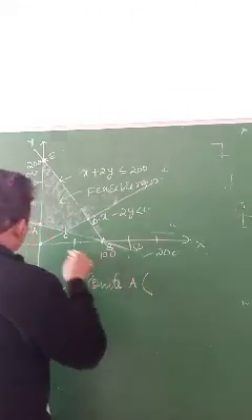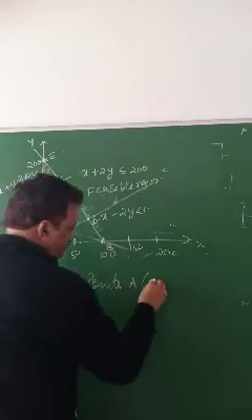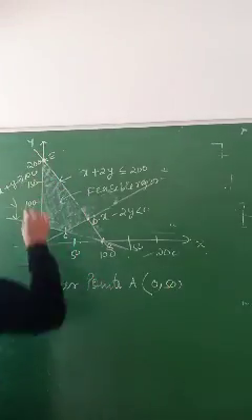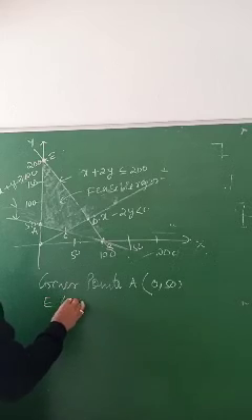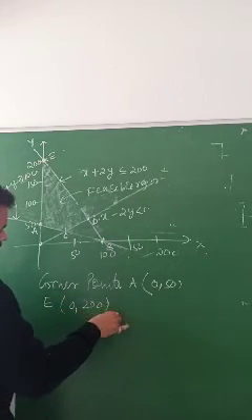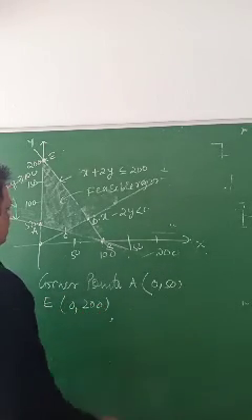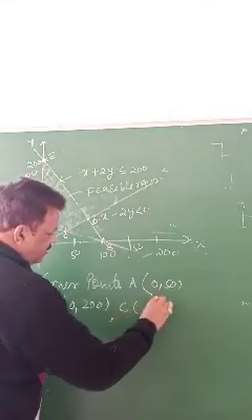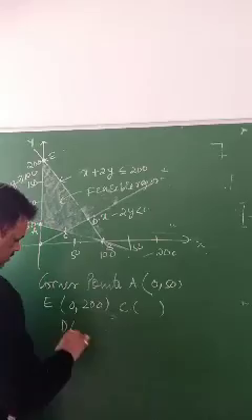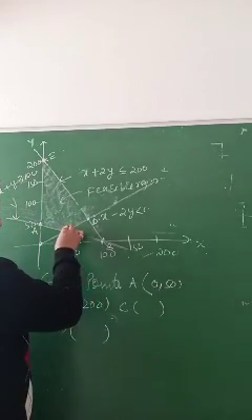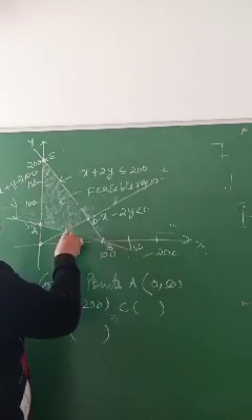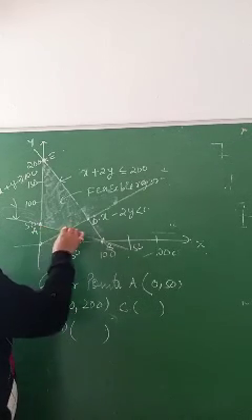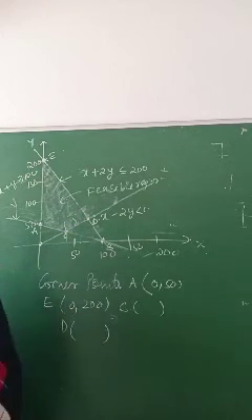A is what? 0, 50. Then comes E, 0, 100. Then comes D and C. D and C you have to find out from the graph. So if you see the graph, the intersecting point, if you draw a perpendicular, this is the x value. If you draw a perpendicular, this is your y value. So you can find out how much it is.